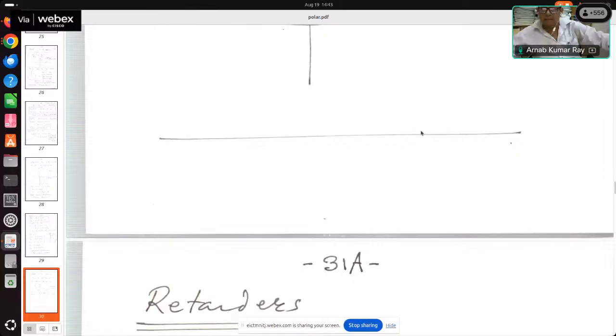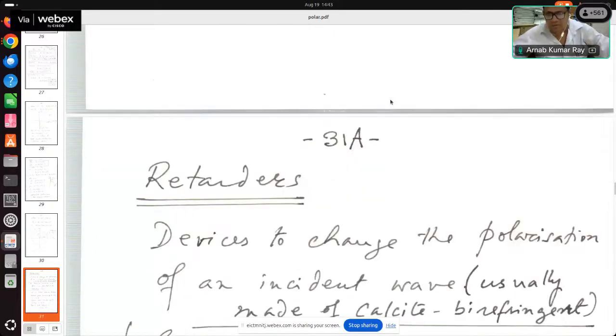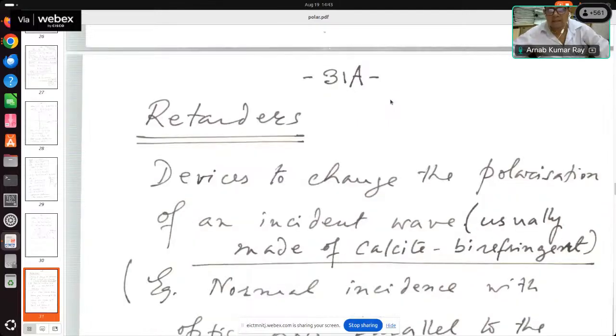Now whatever we have discussed, we shall apply to some practical use, in this case, the particular case of retarders. Let us now try to see what a retarder is. The very name itself is self-suggestive. It retards. And what do I mean by that? Let us now try to see. A retarder basically causes a difference of velocities.